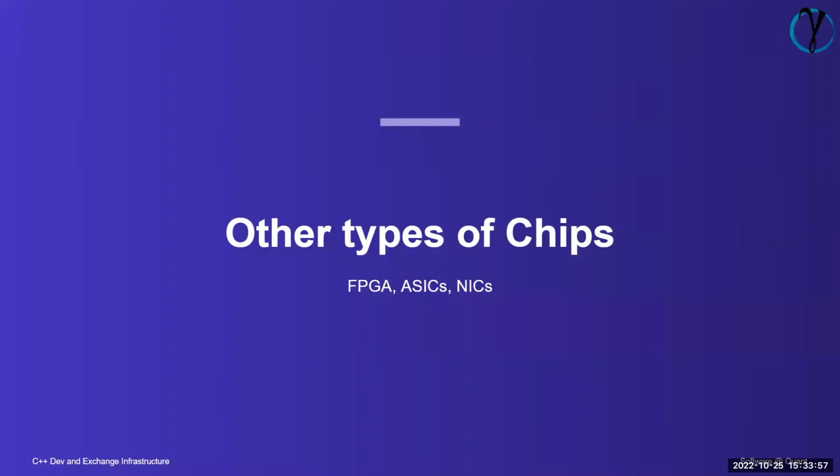Okay. Cool. That was storage. So we're going to quickly talk about other types of chips. This is pretty much the end of the presentation. There are 3 things you have to know: FPGAs, ASICs, and NICs.